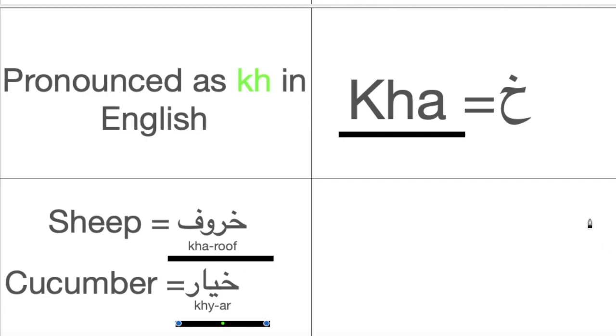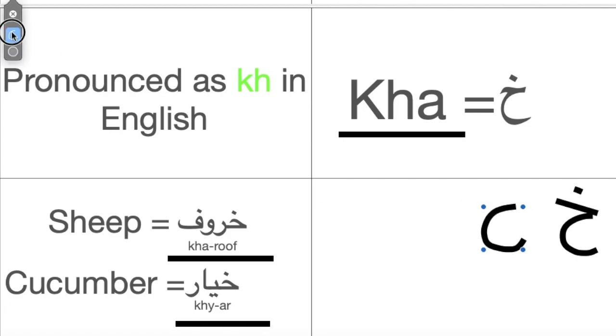We learned previously how to write gim. So I was trying to make it easy for you by saying write a C, English C, and make a little dash or little line on the top. But instead of putting the dot inside as in gim, or no dot at all as in ha, now we're going to put the dot on the top. This is called kha. Again, almost like C in English, with a little line here and then a dot on the top.